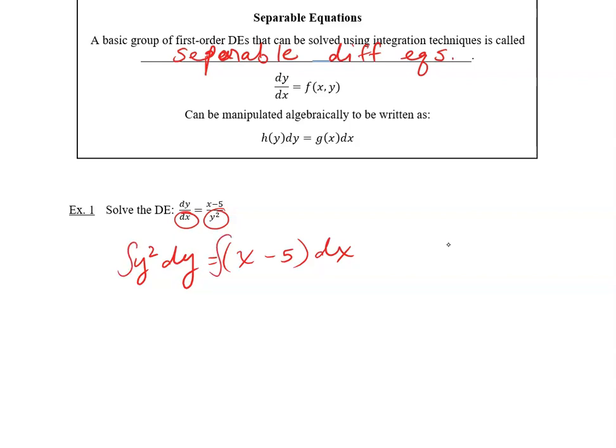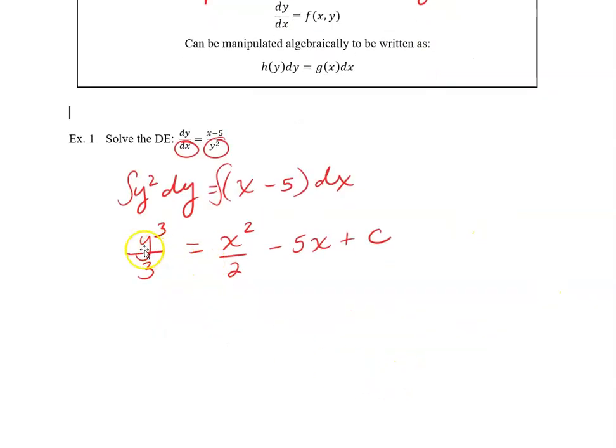integrate both sides. So I get y cubed over 3, and then normally we'd put the plus c, but remember you're just going to put that on the side with the independent variable. So this becomes x squared over 2 minus 5x plus c. And as I mentioned, you want to try to get that y by itself, but when it involves a radical, because this would be a cube root, I usually just leave it the way it is.